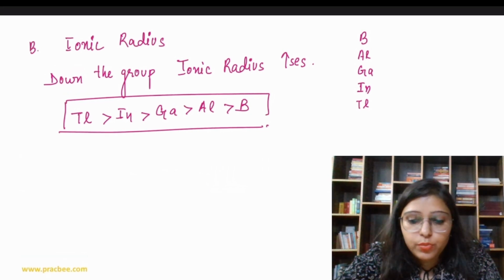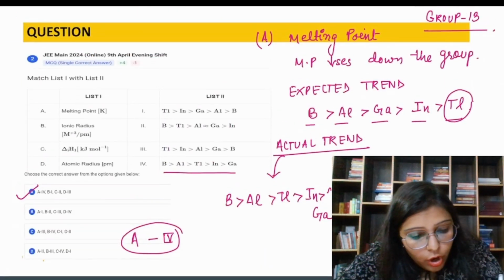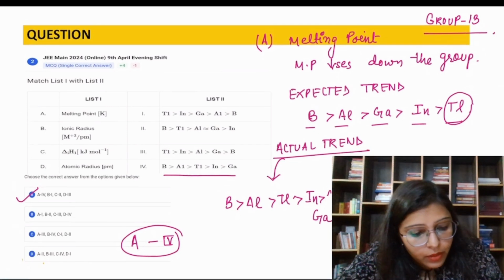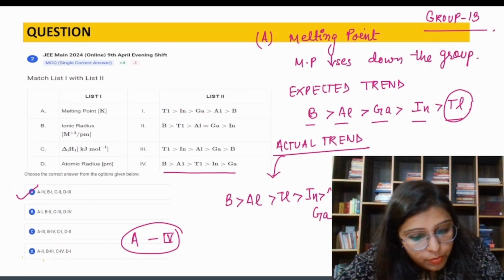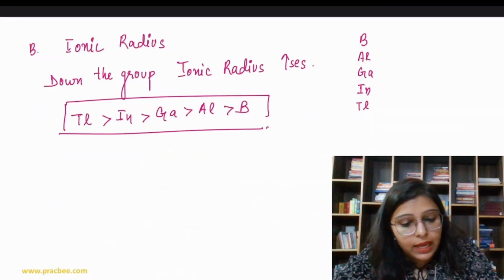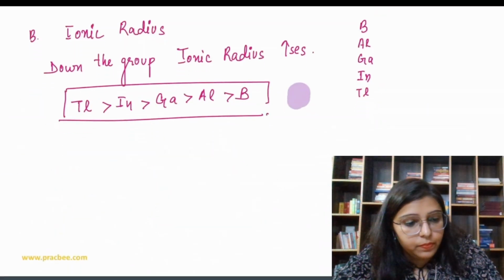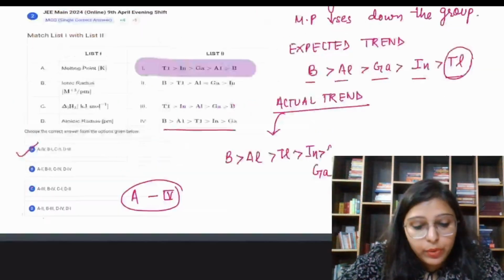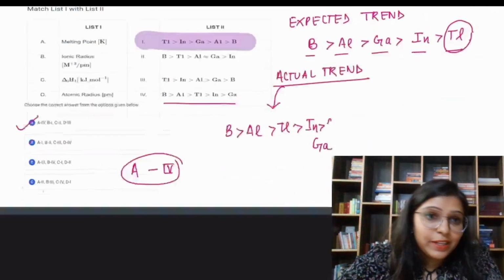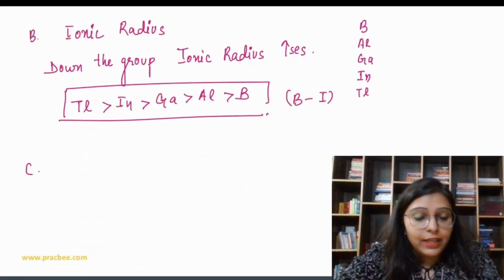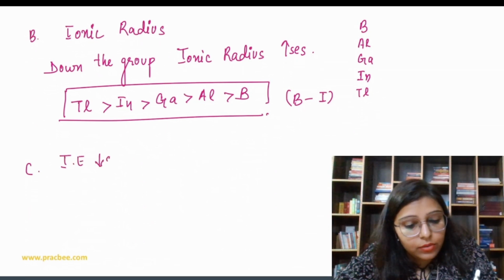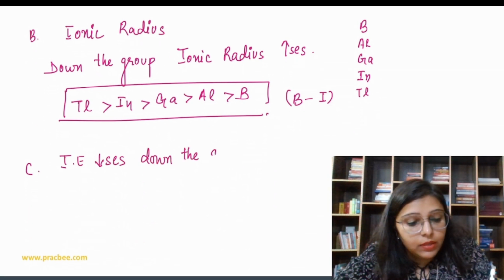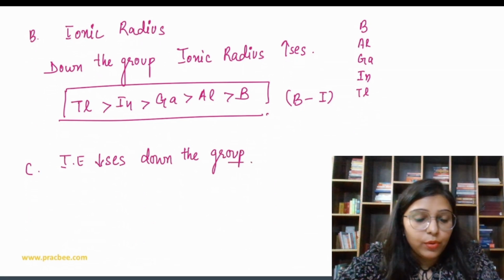So B can be matched with option number 1. Now, let's see for C. C is ionization enthalpy. So what is the order of ionization enthalpy? Generally, ionization enthalpy decreases down the group. This is the normal trend, right? But what do we have over here?